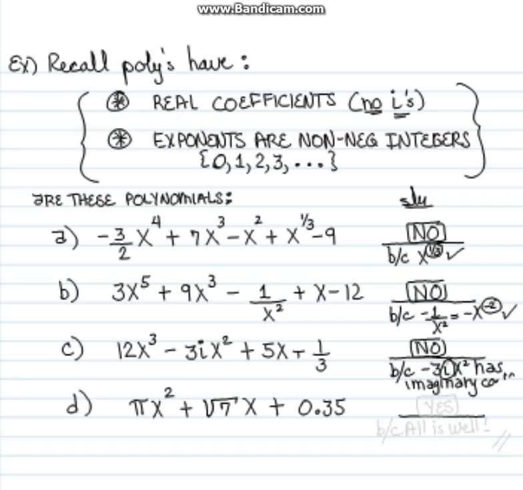And the last one, is that a polynomial or not? And the answer is yes. This is a polynomial. All is well here. We have real coefficients, no i's, and the exponents on the variables are all non-negative integers, whole numbers. Even the 0.35 at the end is multiplying x to the 0 power, so that one's cool too. All those terms are cool. It's a polynomial.